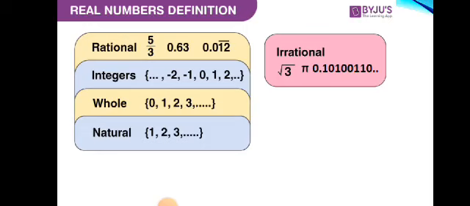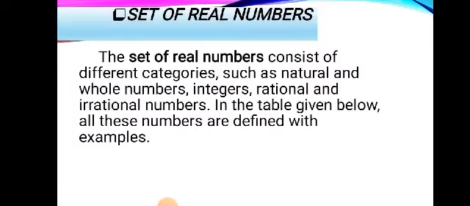So this is the rational: 5/3, 0.63 or 0.12. Integers, discrete: -2, -1, 0, 1, and 2, and so on. Whole numbers: 0, 1, 2, 3, and so on. Natural: 1, 2, 3, and so on. While irrational: square root of 3, theta, pi, 0.10100110. Set of real numbers.